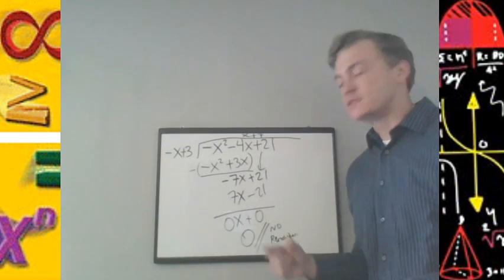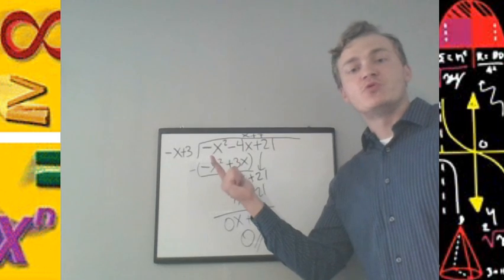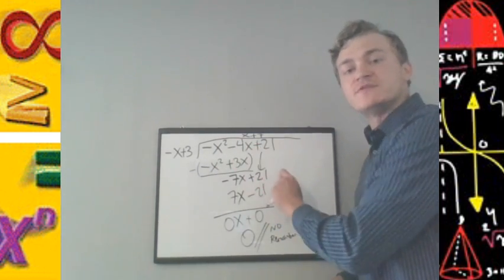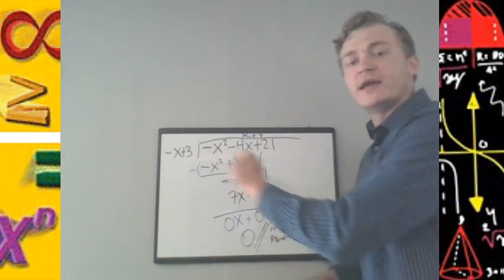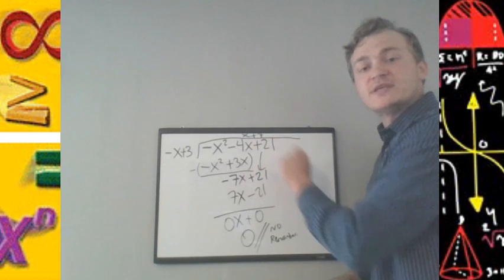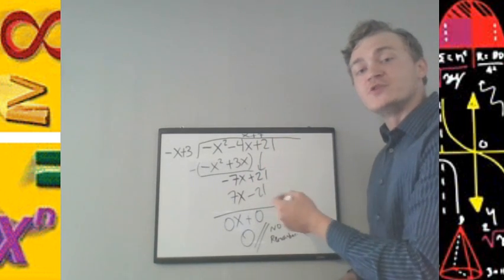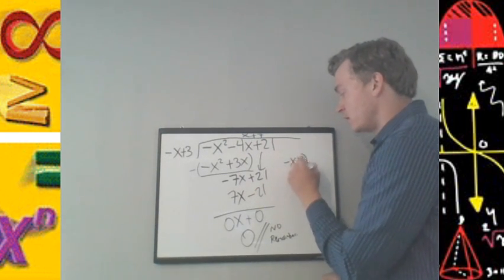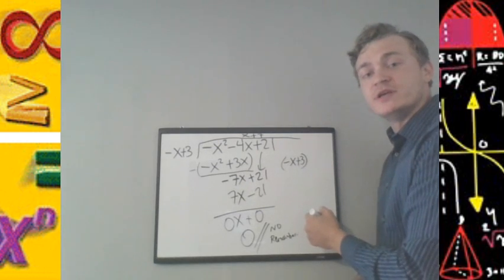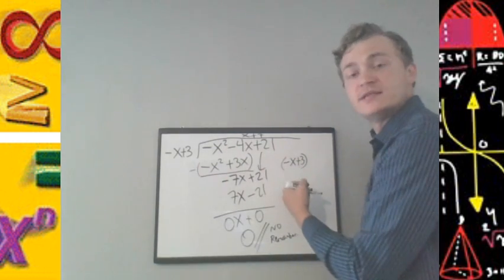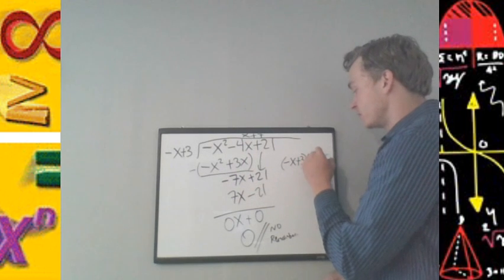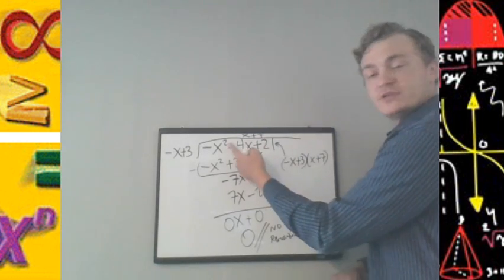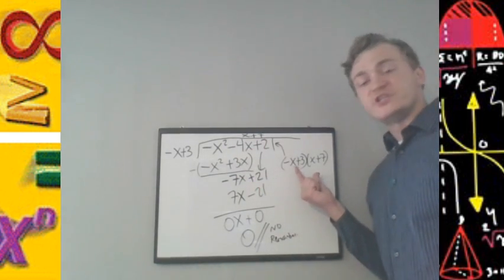No remainder means that this was a very nice, smooth division. Negative x squared minus 4x plus 21 divided by negative x plus 3 is x plus 7. In other words, we can also state that negative x plus 3, when multiplied by x plus 7, will actually give us the resulting trinomial. And we can show that for a challenge.